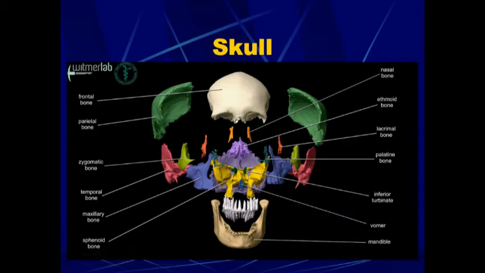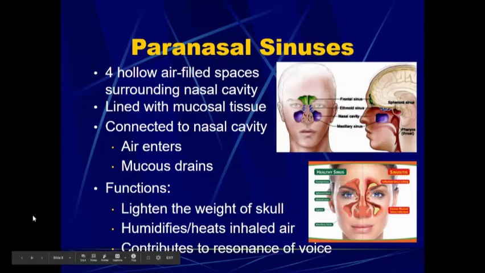This is just showing a visual of all the different bones that make up the skull. So the paranasal sinuses are also found with the skull, and they're actually found within facial bones. There's 4 paranasal sinuses, which are hollow air-filled spaces that are surrounding the nasal cavity. So again, you're not going to need to know the specific names and locations of the different paranasal sinuses, but you should know in general where they are located.